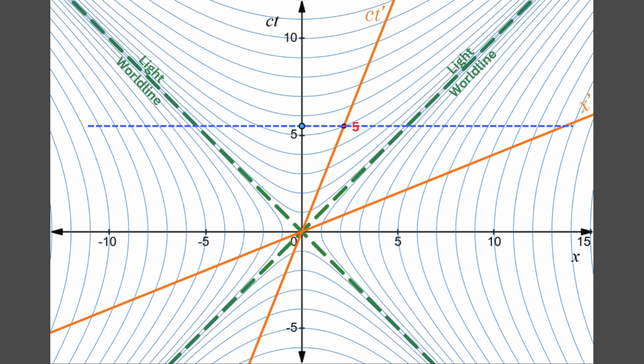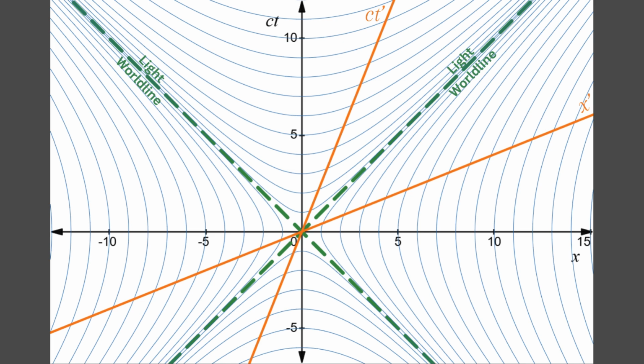See how we made a parallel line to our x-axis. We draw one of our simultaneity lines to see at which time this point falls relative to us. And so his time relative to us goes slow.